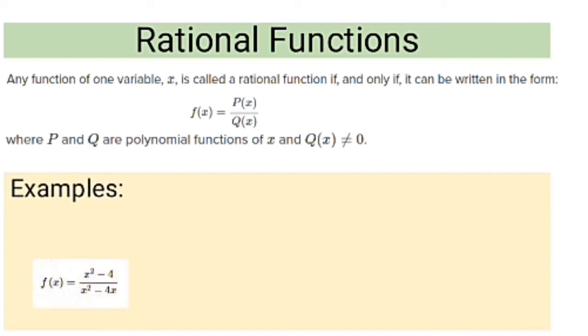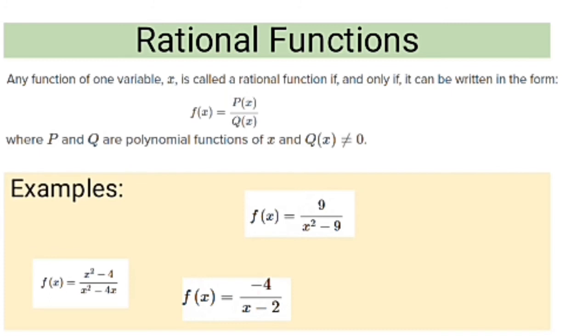For example, we have f(x) equal to (x squared - 4)/(x squared - 4x). For the numerator, we have x squared minus 4, which is a polynomial, then x squared minus 4x for the denominator, which is our q(x). Second example is f(x) equal to 9/(x squared - 9). So our numerator, our p(x), is 9, while our denominator is x squared minus 9.